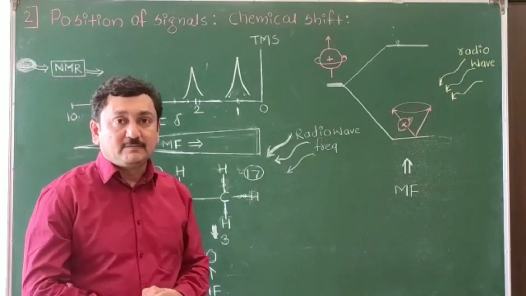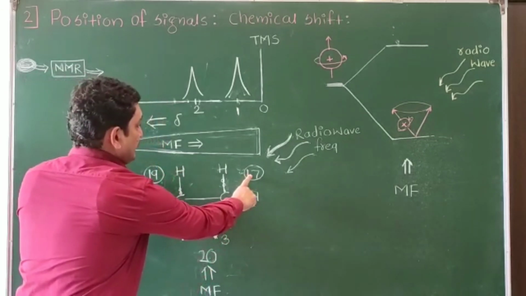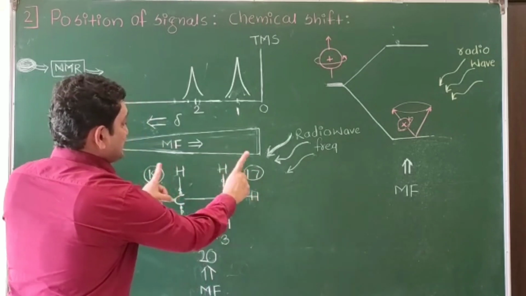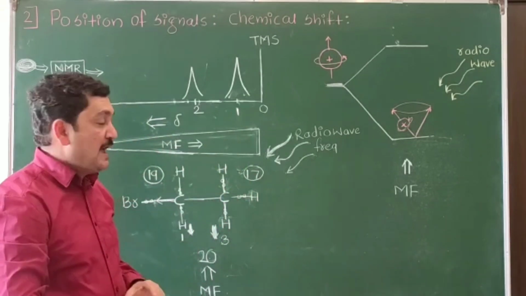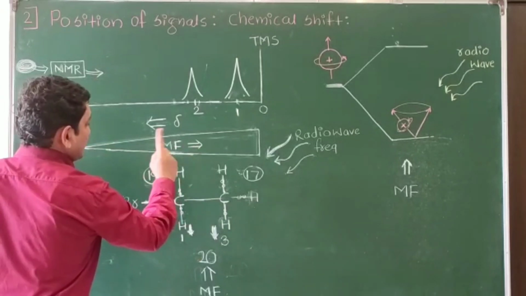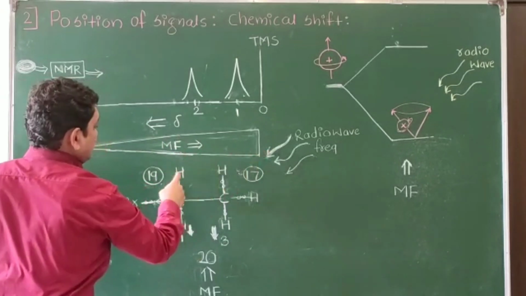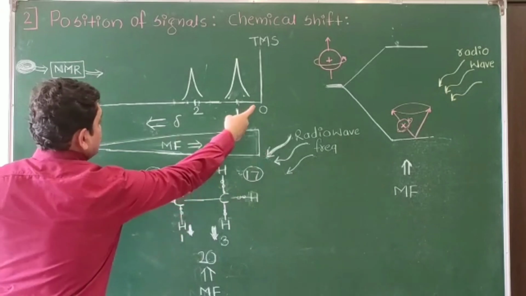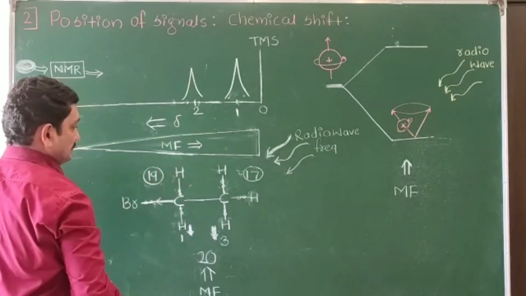They will receive a magnetic field. As different magnetic field they get, different precessional frequency they will have. As they are getting more magnetic field, they will have more precessional frequency, meaning high frequency radiation it will absorb and it will give the signal at higher del value.